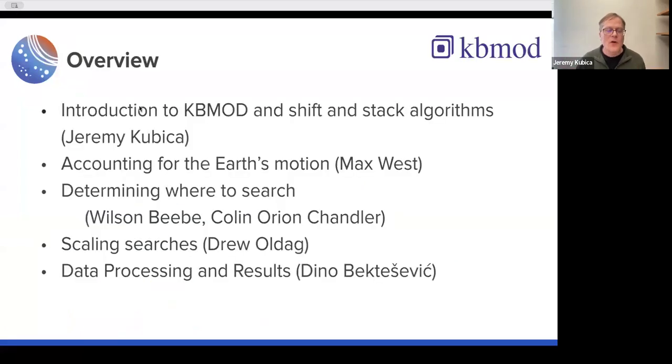So quick overview of today's talk. I'm going to start off by introducing KBMOD and shift and stack algorithms in general. Then we're going to talk about how we can change them to account for the Earth's motion, determining where we need to search, which images, how we're going to try to scale these to Rubin data, and then finish up with some discussions of data processing and results. So you'll have different speakers for each section who will introduce themselves very briefly at the beginning of this section.